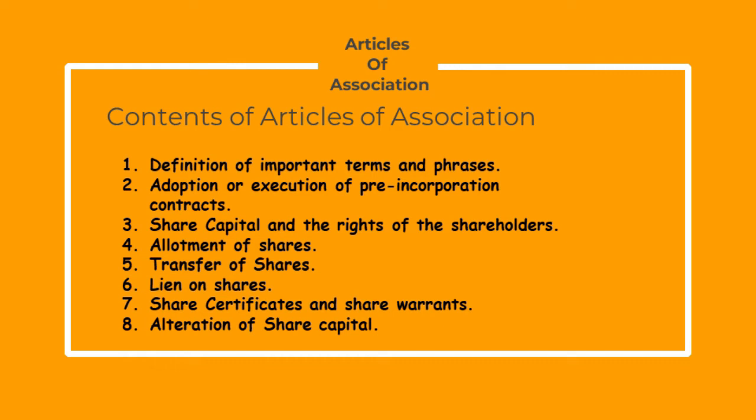Now, if you don't pay the calls on shares, whatever amount has been paid on the shares will be forfeited by the company. For example, you paid 4 rupees, the company asked you to pay another 2 rupees, you didn't pay, then they will forfeit your 4 rupees and they will allot the shares to somebody else.